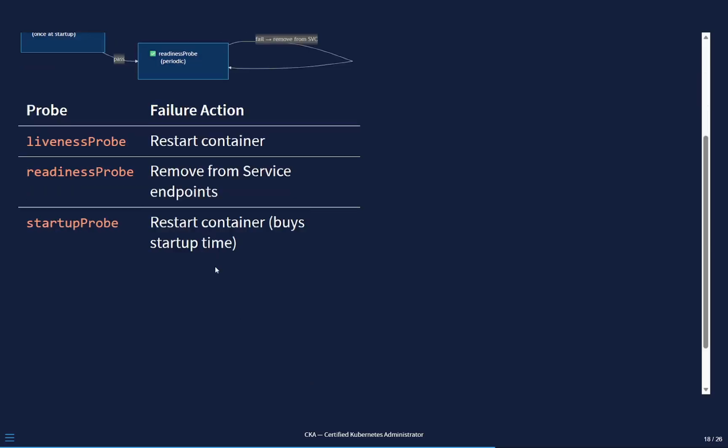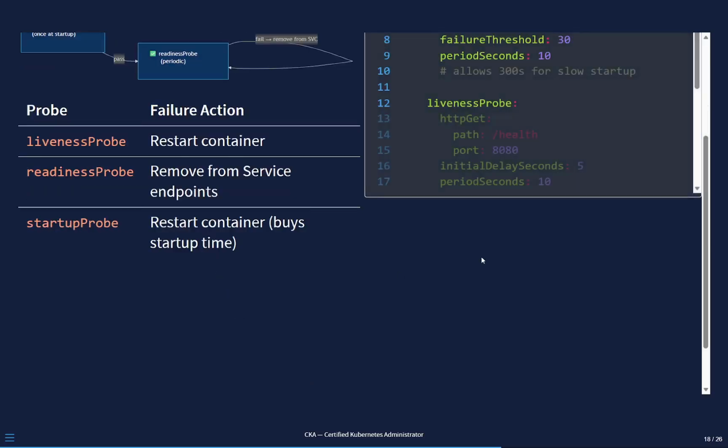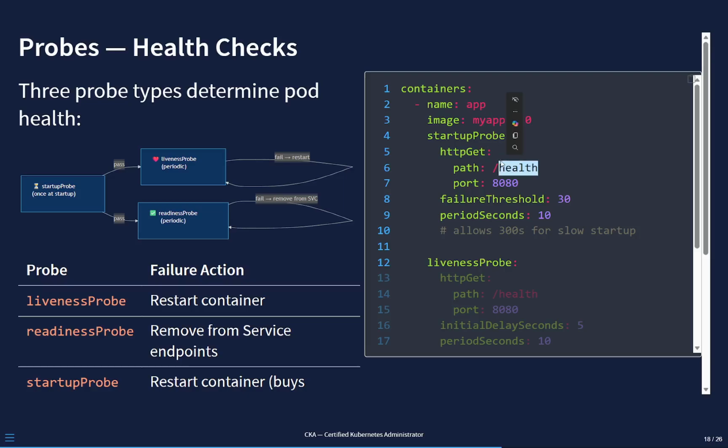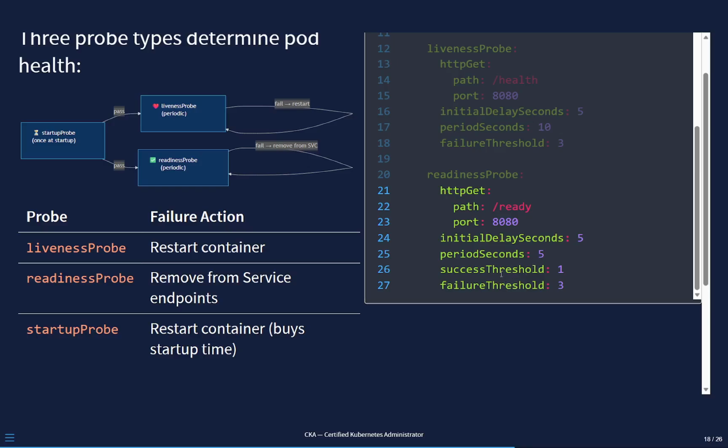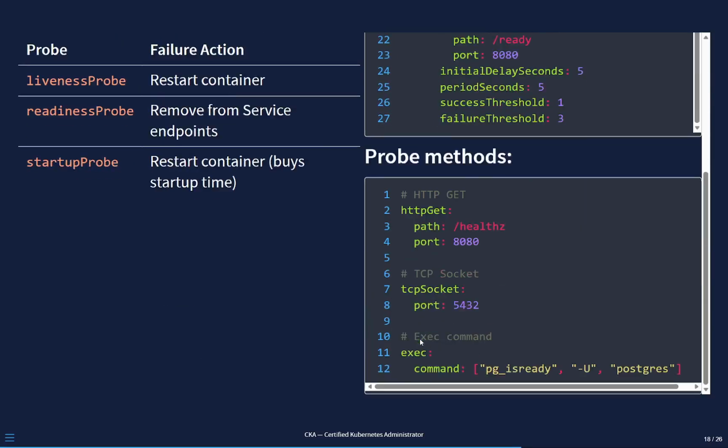Click. The YAML shows all 3 probes configured with HTTP GET checks. Key fields: initial delay seconds, how long to wait before the first probe; period seconds, how often to probe; failure threshold, how many consecutive failures before action is taken. Click. And at the bottom, the 3 probe methods. HTTP GET makes an HTTP request and expects a 2xx response. TCP socket checks if a port is open.